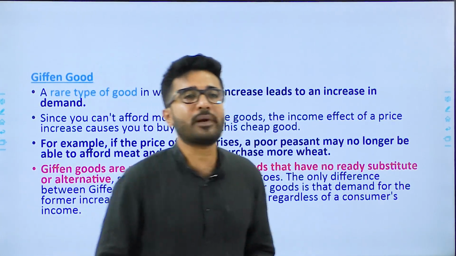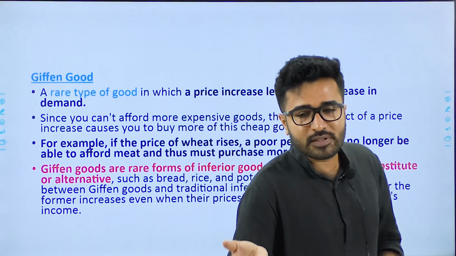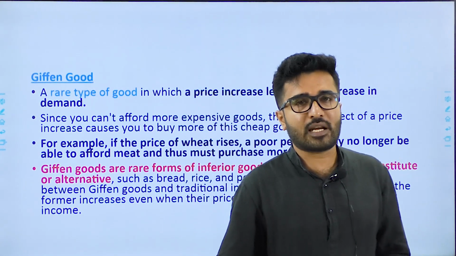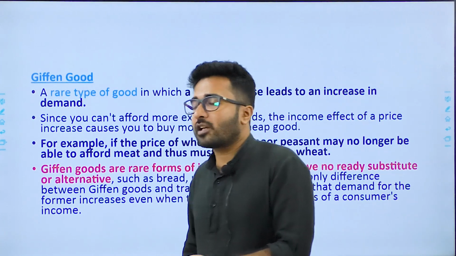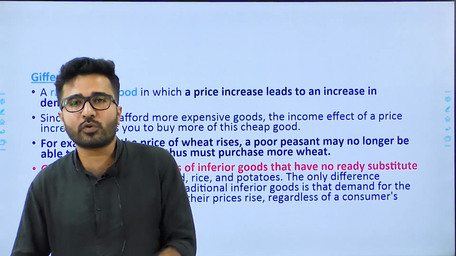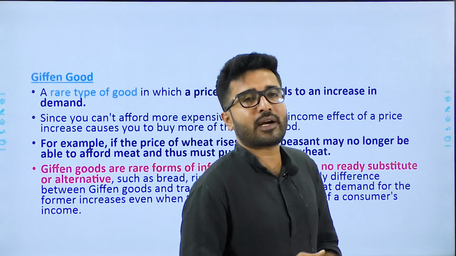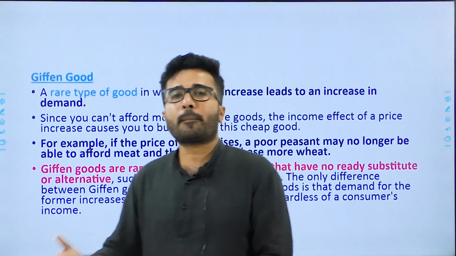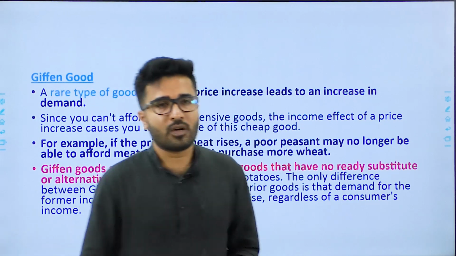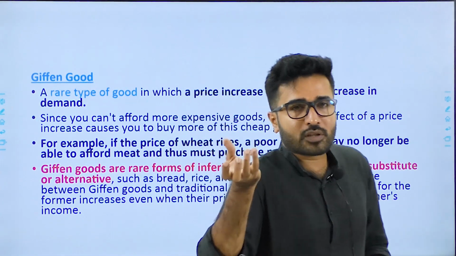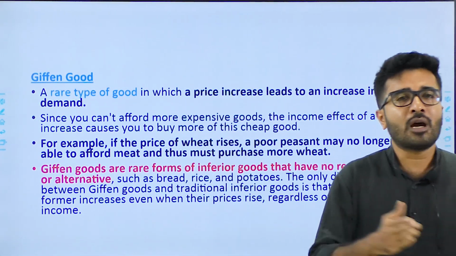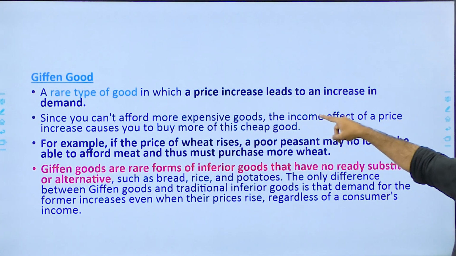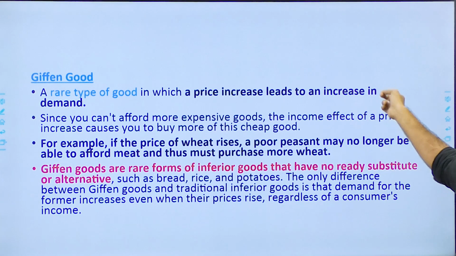So what he will be doing is that for the price of jam also he will be purchasing bread, so that he can consume it during lunch time. He will be buying a packet of bread. Previously he used to purchase 2 slices of bread and a packet of jam. Now if he is purchasing jam, he cannot buy 2 slices of bread for lunch. So for the price of jam as well, he will be purchasing more slices of bread. So it's a rare type of good in which a price increase leads to an increase in demand.